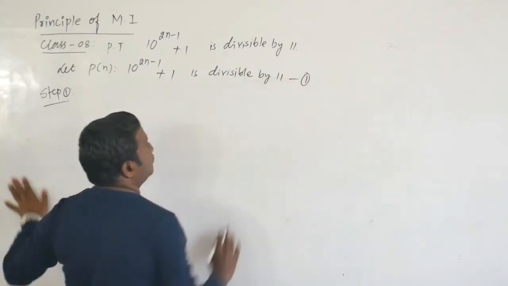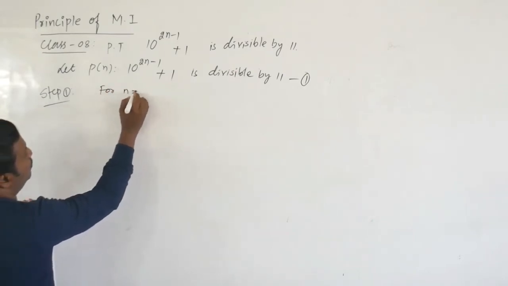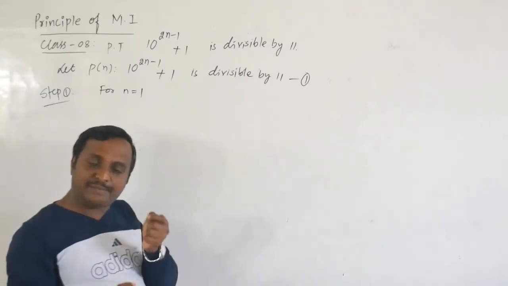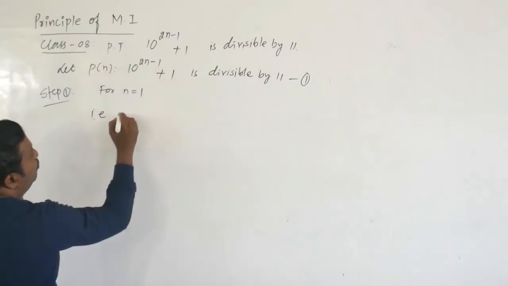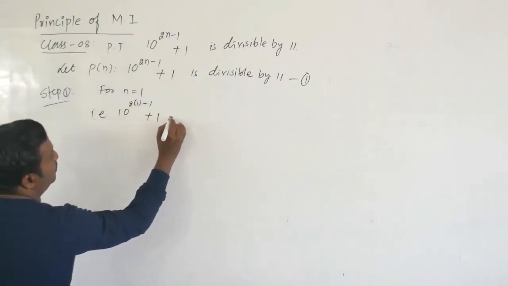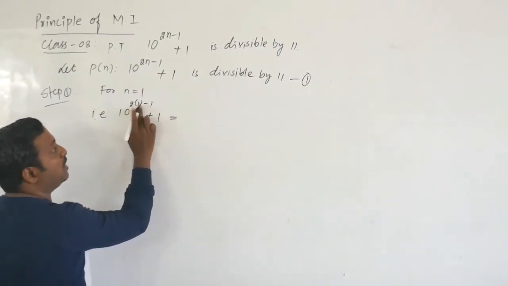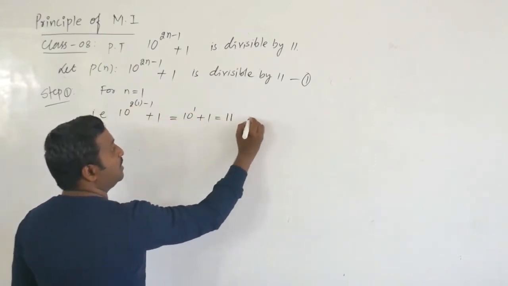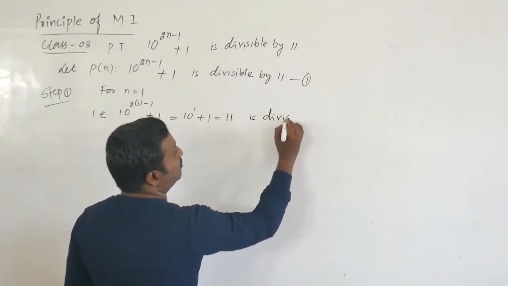Step 1. For n equal to 1 you have to consider. There is no LHS and RHS here, so check whether the statement is true. For n equal to 1, 10 raised to 2 into 1 minus 1, plus 1. Simplify: 2 into 1 is 2, 2 minus 1 is 1. So 10 raised to 1 plus 1, that is 10 plus 1, 11. Is it divisible by 11? Yes, divisible by 11.